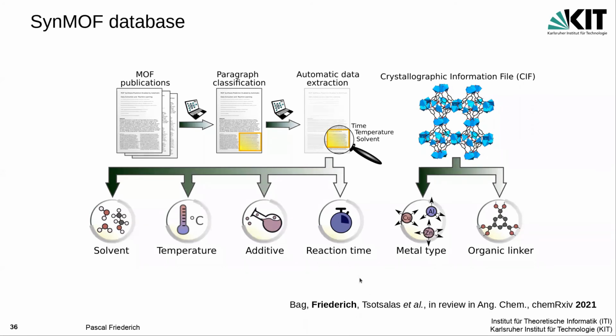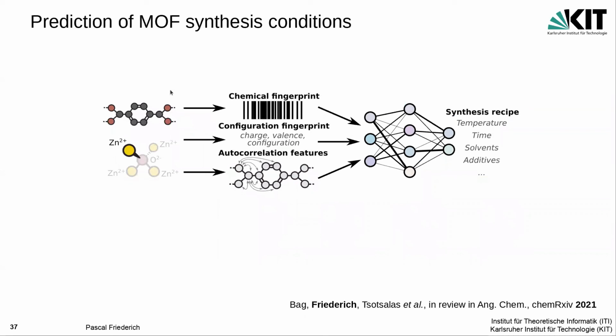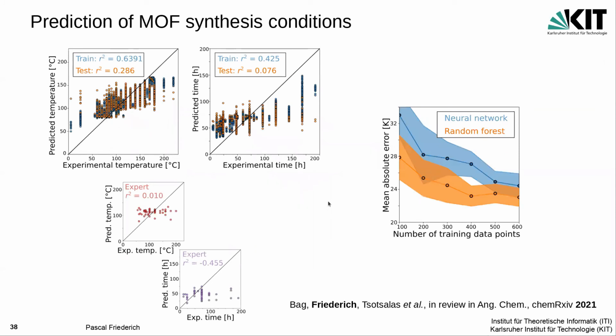And now we trained a machine learning model that uses the structures, the metal type, and the linkers as some representations as input. We could not yet use graph neural networks here because the database is simply too small at the moment for graph neural networks to be efficiently trained. We used a mixture of different representations, as I mentioned before, like the chemical fingerprints and so on, to be fed into a normal neural network. We also tried different machine learning models to predict temperature, time, solvents, additives, and so on. This works. It doesn't work perfect yet, I have to say.